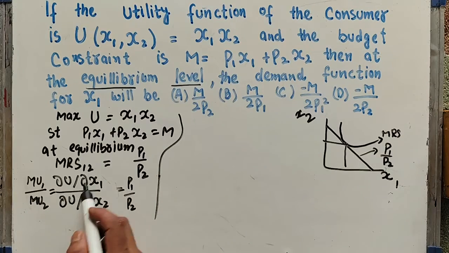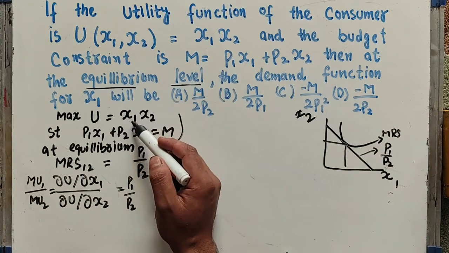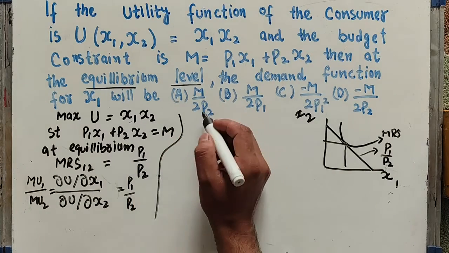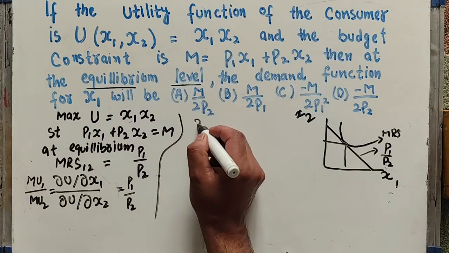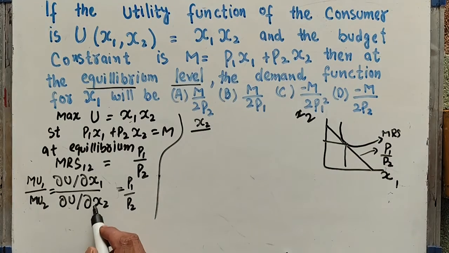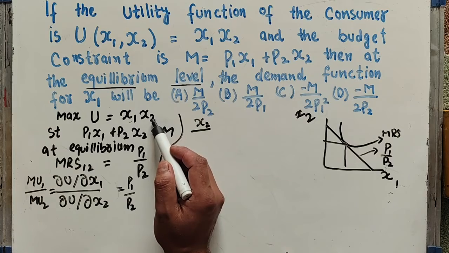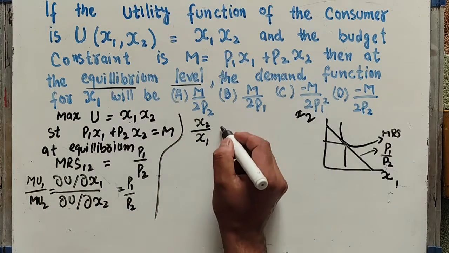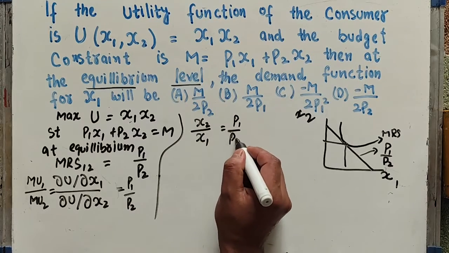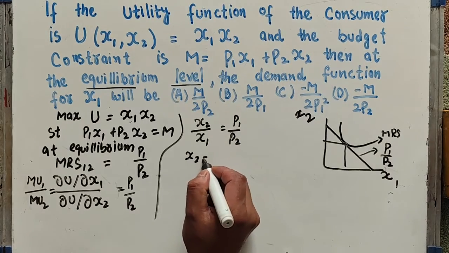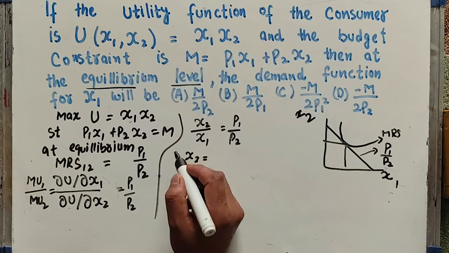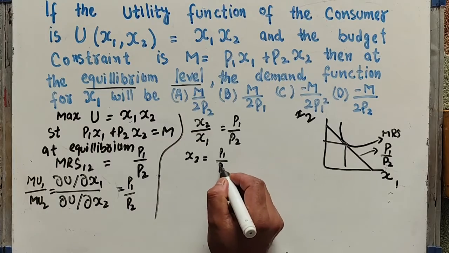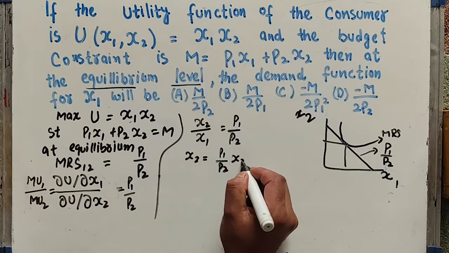Now du upon dx1 is the partial derivative of the given utility function with respect to x1. Derivative of x1 is 1, so we are left with du upon dx1 equal to x2. Likewise, du upon dx2 means derivative of this with respect to x2. Derivative of x2 is 1, so we are left with x1 only, and it should be equal to p1 upon p2. Solve for x2, so x2 is equal to p1 upon p2 times x1.